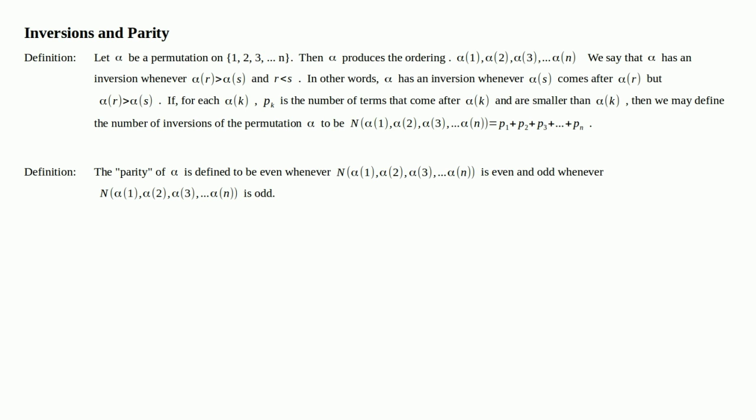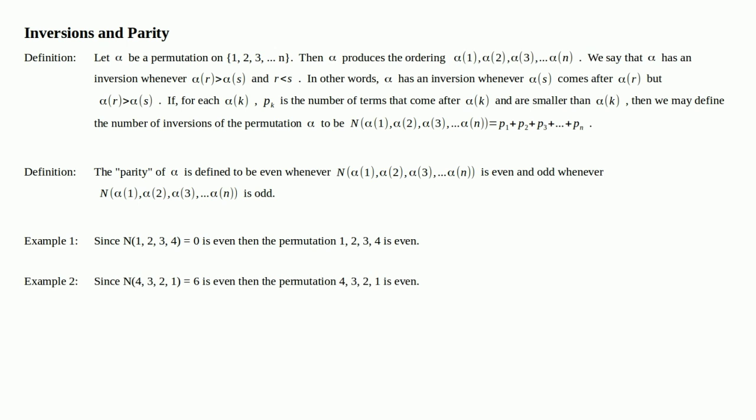Alright, moving on. Here's another example. Since the number of inversions in the permutation 1, 2, 3, 4 is equal to 0, which is even, then the permutation 1, 2, 3, 4 is even. Example 2. Since the number of inversions in the permutation 4, 3, 2, 1 is equal to 6, which is even, then the permutation 4, 3, 2, 1 is even.